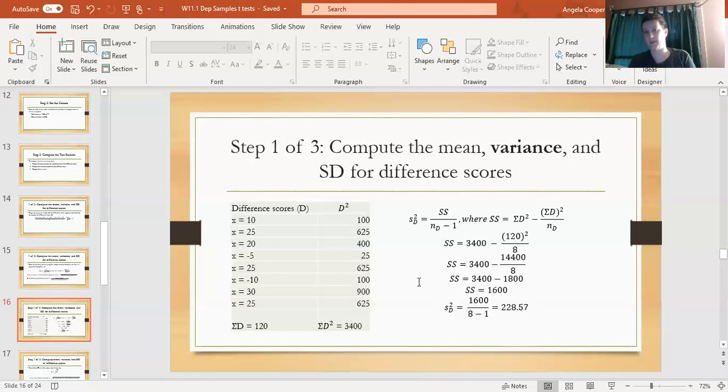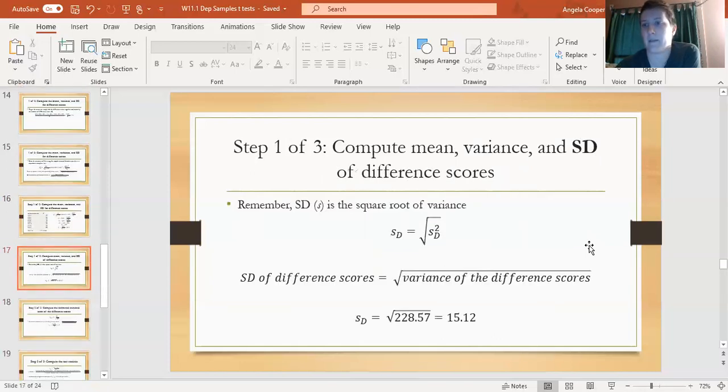Okay. Now, keep in mind, we're on variance right now. Next, we have to do the standard deviation of the different scores. Well, that's easy. Once we've done the variance, which is frankly the biggest pain of this whole thing, it's easy to find the standard deviation because we just take that number of our variance for the difference scores of 228.57 and we just square root it.